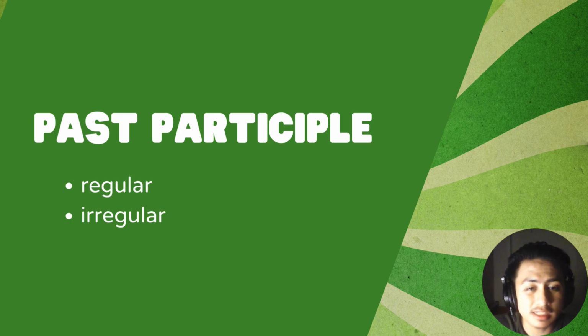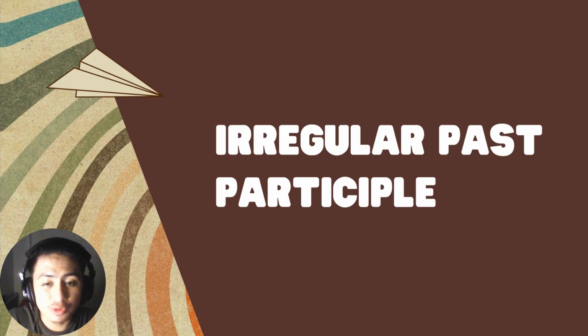So, for past participle, there are regular and irregular forms of past participle. Now, to make it easy, I'm going to start with irregular first because irregular has quite a lot of types to know and to understand. So, it's not actually that hard. It is just that we have to get used to it. So, we are starting off with irregular past participle.